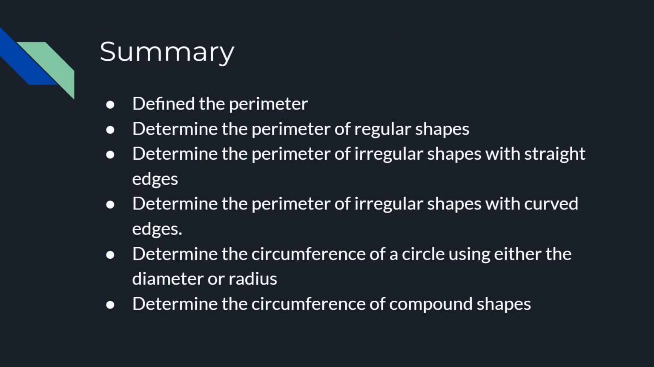Now, that's the end of it for today. In this lesson, we defined the perimeter of a two-dimensional shape. Once we understood the definition of perimeter, we learned to calculate the perimeter of regular shapes. We then looked at irregular shapes, which can have either curved or straight edges, and to determine the perimeter, we need to measure the length of each straight edge and use a string to estimate the length of curved edges. Then, by adding the length of all edges, we can obtain the perimeter. Next, we learn how to determine the circumference of a circle by using either the diameter or the radius. And finally, we applied all previous concepts to determine the perimeter of compound shapes.